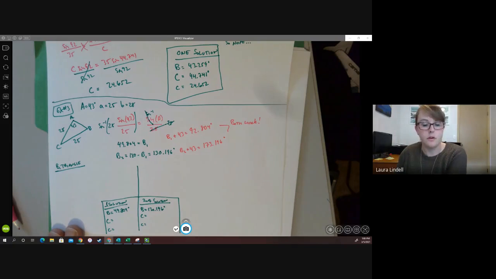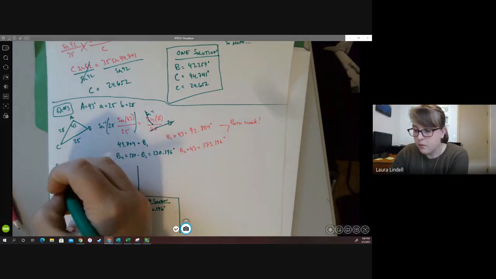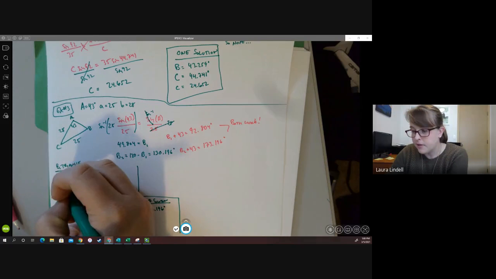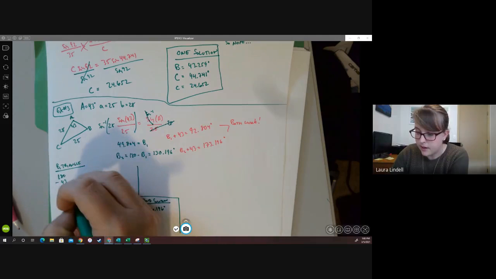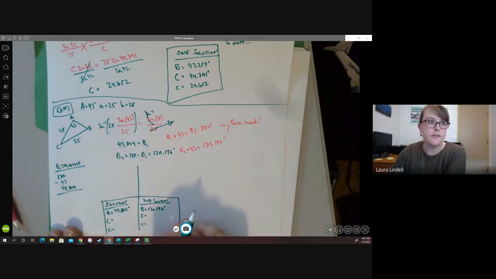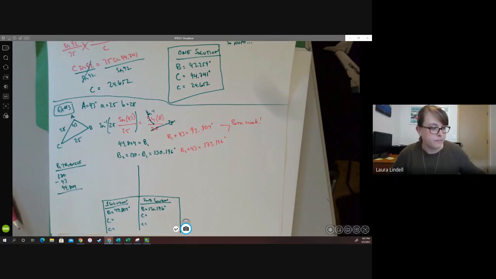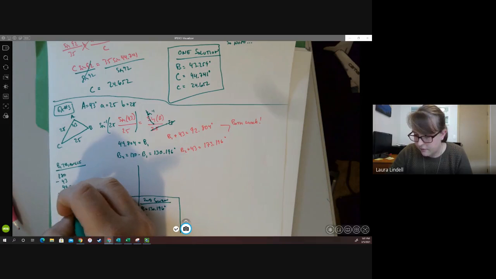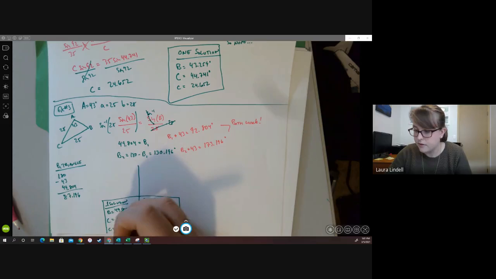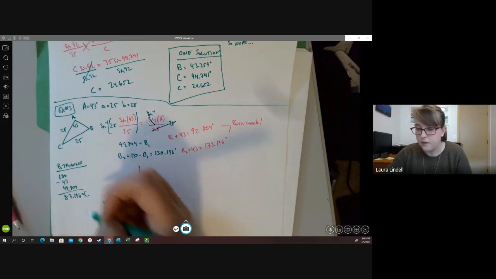Okay, so for the B1 triangle, we'd go 180 minus 43 minus 49.804 because that's going to give us angle C. So 180 minus 43 minus 49.804 gets me 87.196. So that would be angle C.